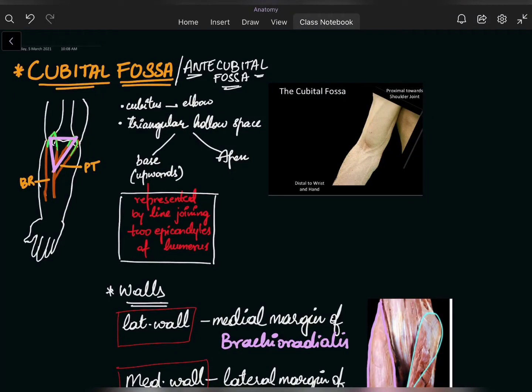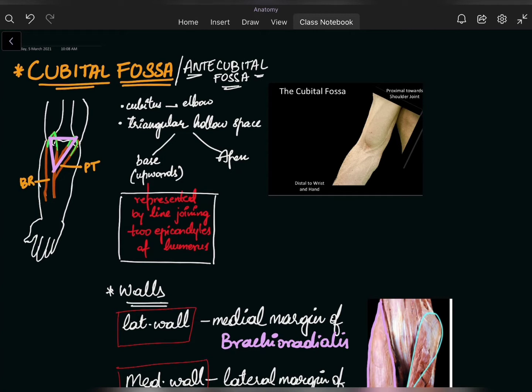Okay, hello everyone. This video is all about cubital fossa. Now, why do we have to study cubital fossa? What is the importance of cubital fossa? Because a lot of important structures pass through this cubital fossa. So we need to study it because whenever there is damage to the elbow joint, or a fracture of the humerus at its lower end, there is a high probability of damage to the contents passing through this cubital fossa.